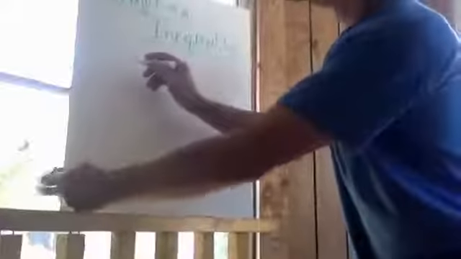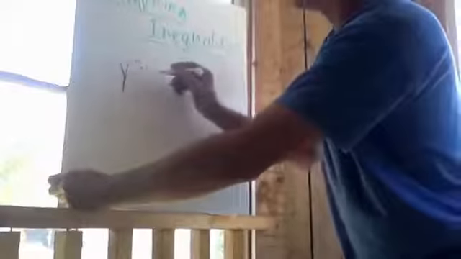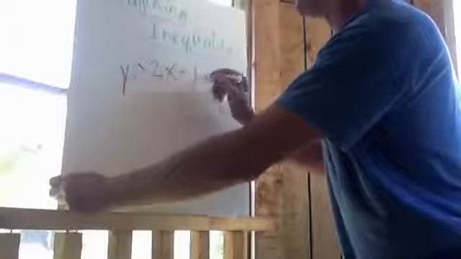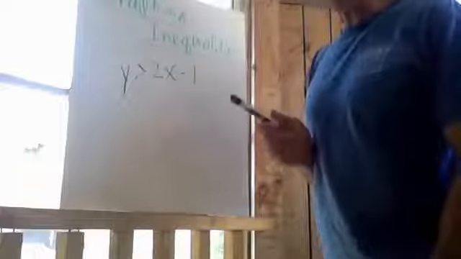Let's say I had an inequality with two variables, something like y is greater than 2x minus 1. Well, if that was an equal sign, an equation, this is already in slope-intercept form, and so you would know how to graph that line, correct? Well, we're going to pretend almost like it is an equation.